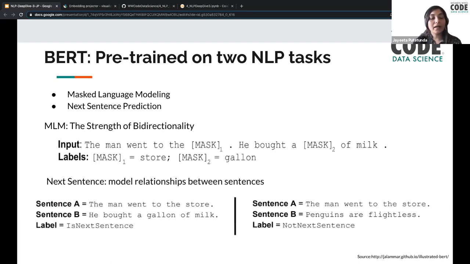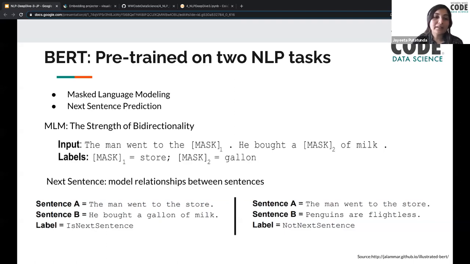Here's a quick example of how BERT was trained on two tasks so that we can utilize it for any other prediction-based tasks. The strength of bidirectionality comes from masking a particular word. Say, "the man went to the dash and he bought a dash of milk." It was trained to predict the words store and gallon respectively in the two sentences. And why is it masked? Because given a huge corpus, BERT would otherwise be able to cheat, since "went to the store" will definitely appear in some other sentences. The masking keeps the model from easily predicting the word without doing the learning.